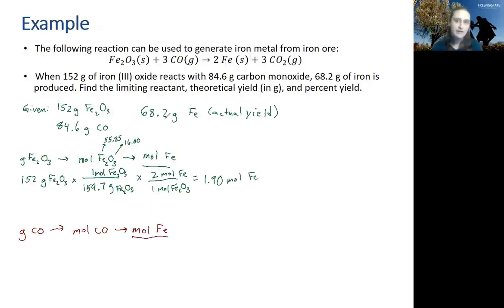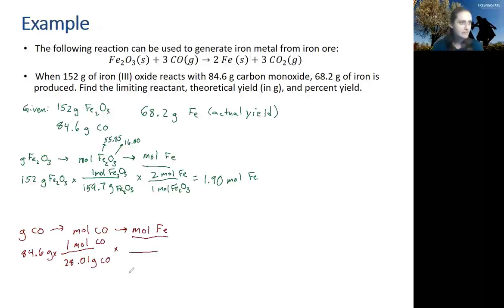On the other hand, if I start with my carbon monoxide, 84.6 grams, the molar mass ratio I want to use here is 28.01 grams per mole of molecules. And now I need to convert from carbon monoxide to iron, again using a stoichiometric ratio. So in this case, I have 3 moles of carbon monoxide for every 2 moles of iron. And I need the moles of carbon monoxide in the denominator and the moles of iron in the numerator so that everything cancels. And this gives me a total of 2.01 moles of iron.